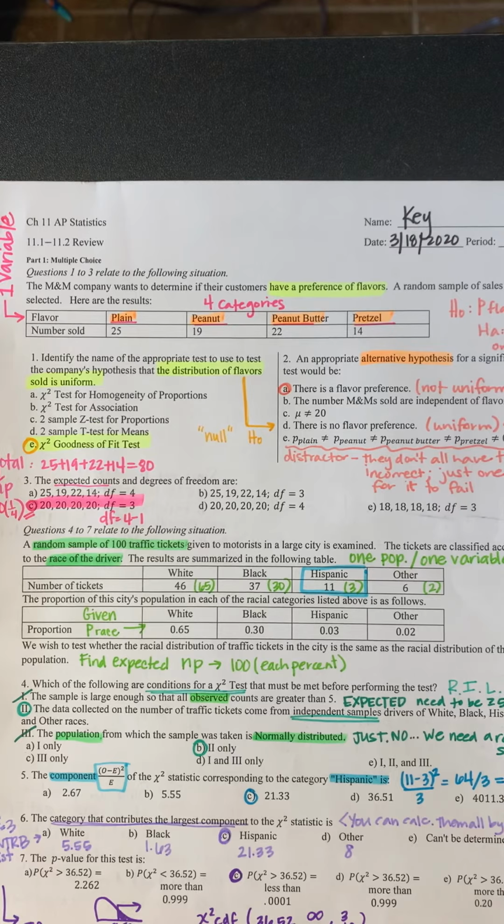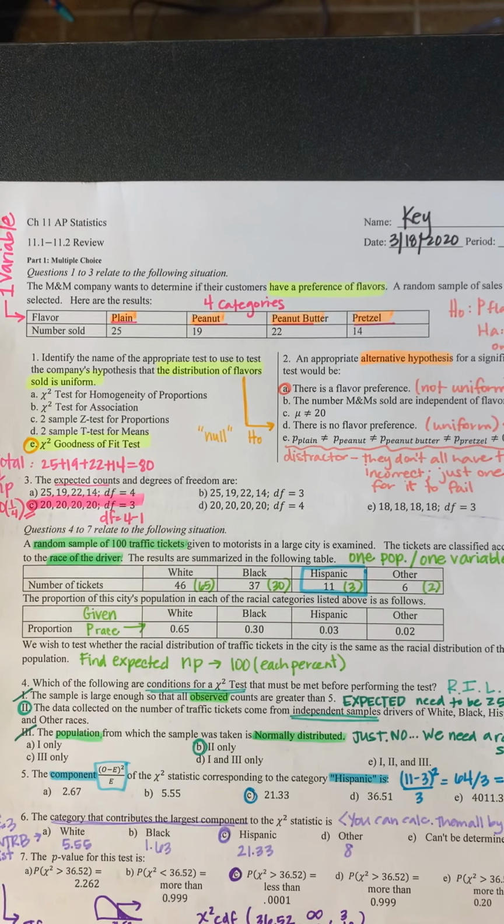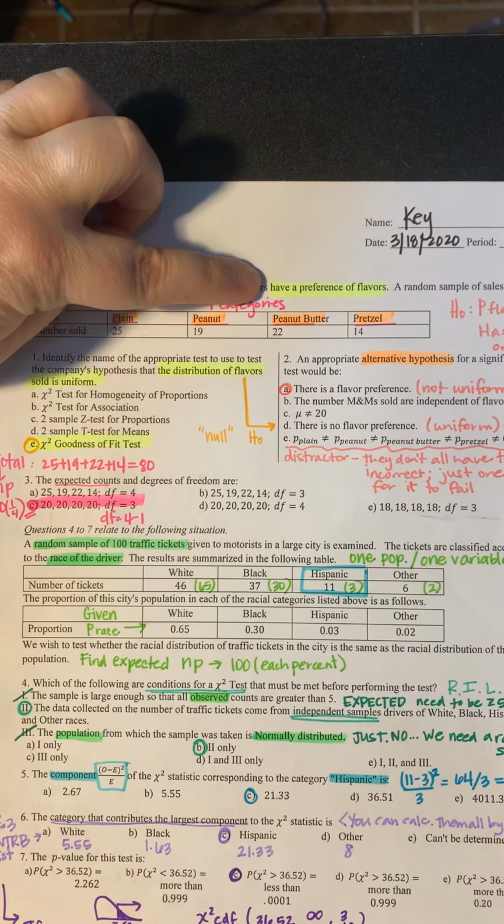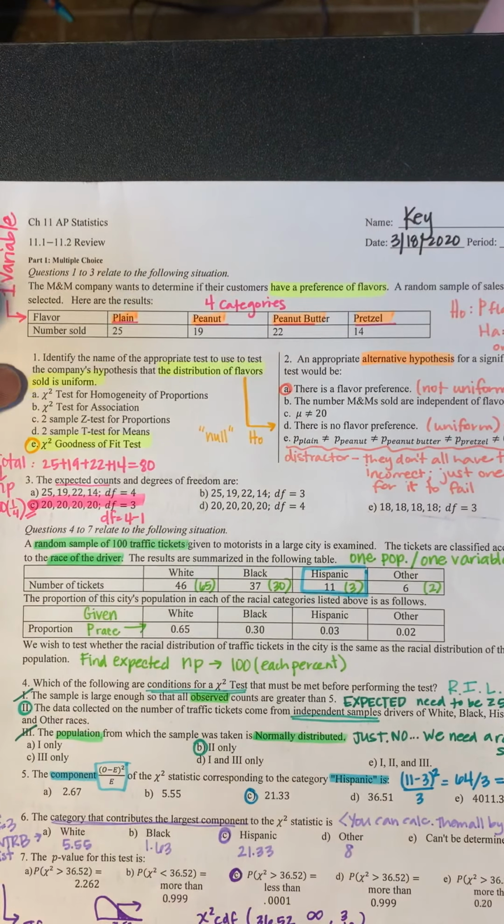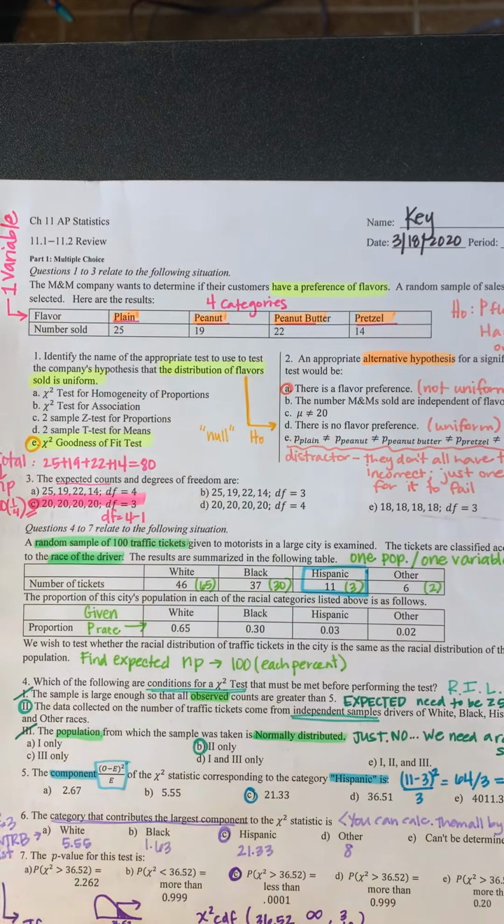So looking at this first question, it says determine if the number of flavor preferences is the same or uniform throughout. So we're looking at the number sold for each of these 4 different types of flavors. Since there is only one variable, that being the flavor, and there was only one sample taken from the population, now you know that it's supposed to be a goodness of fit test. That first problem says, like keywords, do they have a preference of flavors? Are they uniform? That gives us our chi-squared goodness of fit test.